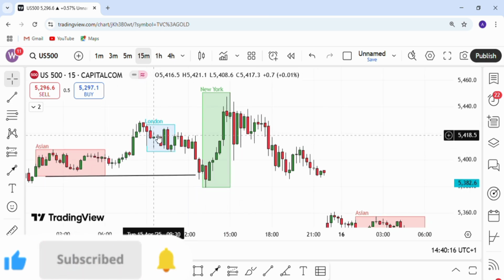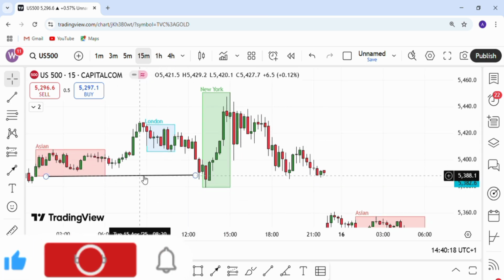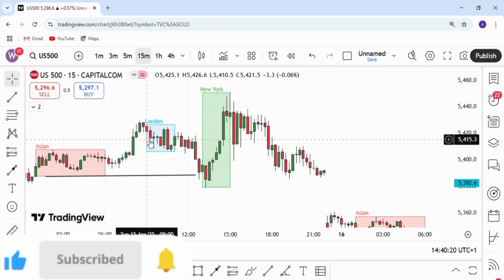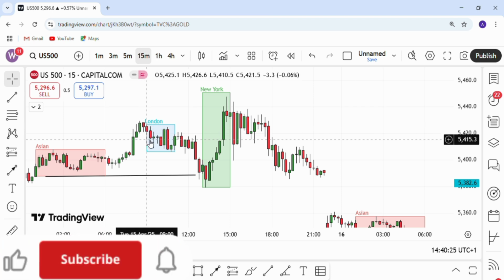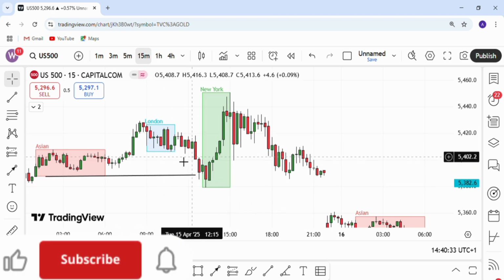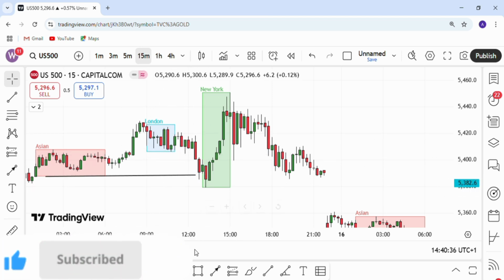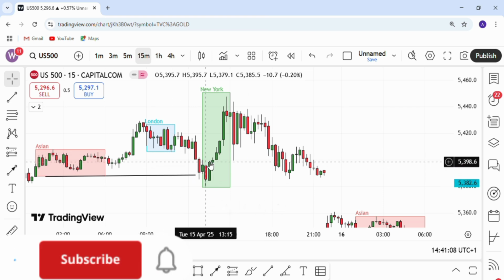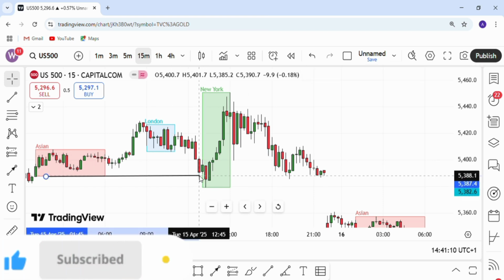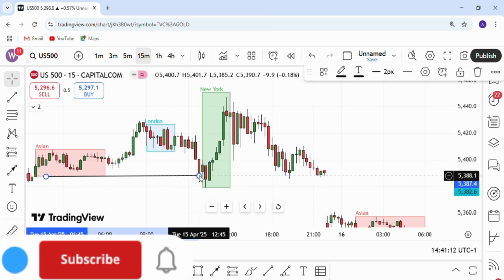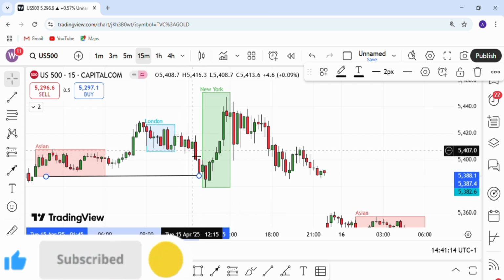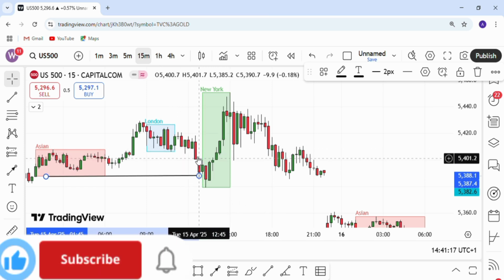And also you mark your London liquidity if you want. As you can see, this is London. You don't take any trade because London was not able to sweep the Asia. That means you don't have any trade during that period. For this scenario, the sweep occurred before the New York open, as you can see here.